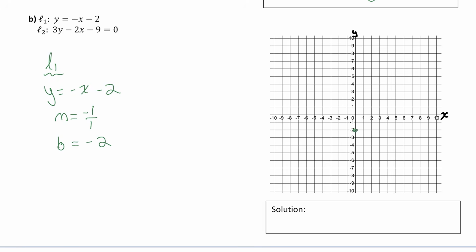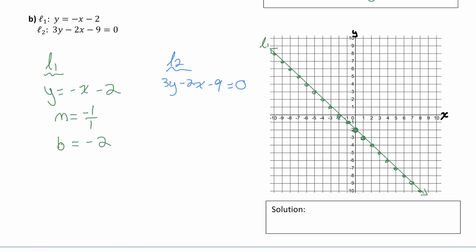So I'll graph it by plotting the y-intercept at negative 2. And then my slope is negative 1 over 1. That means down 1, right 1. And points to the other side, do the opposite, up 1, left 1. Let me now figure out what the graph of line 2 looks like.